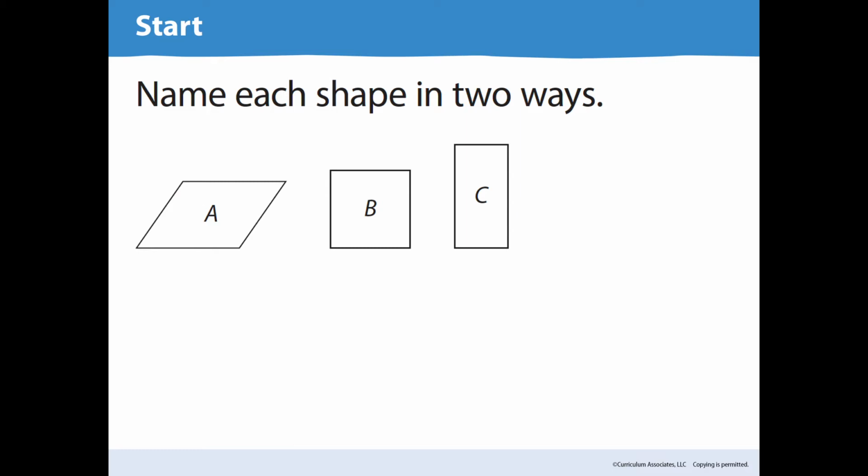Letter B, we could say that that is a quadrilateral. It's a parallelogram. It's also a rectangle. And we could also call that a square. Letter C, it's a quadrilateral. It's a parallelogram. And it's also a rectangle.